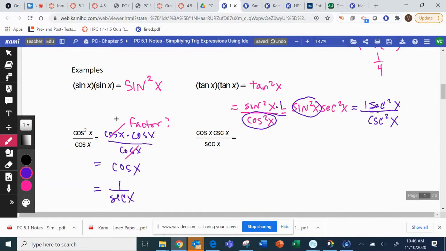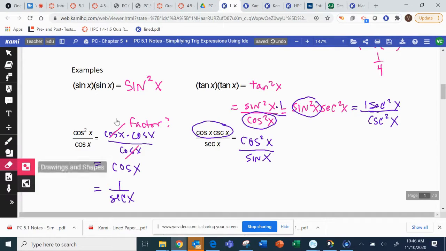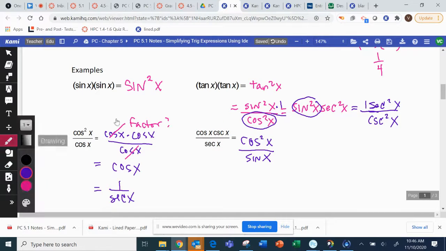What could we do with this one? Anybody see anything we could do with this one? There's lots of different things. Nick? Okay. Cosine squared x over sine x. How did he get cosine squared? Was that these two multiplied together? No. How did Nick get cosine squared? Nick knows how he got it, but does anybody else know how he got it?